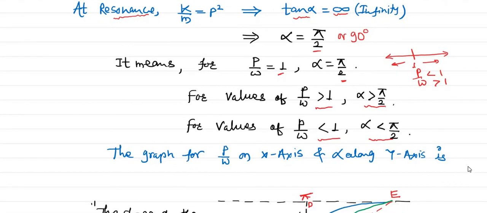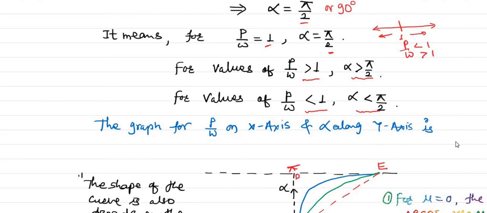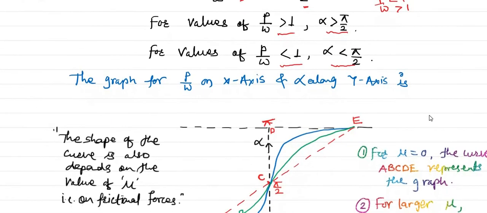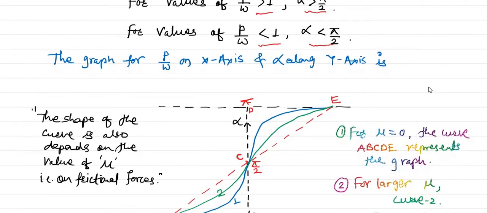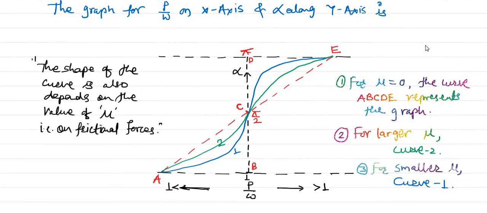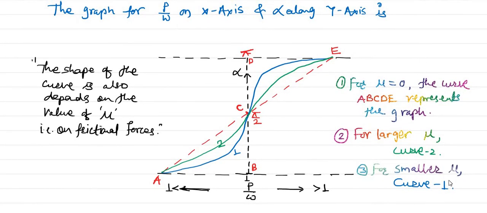Okay, now let us draw the graph between p by omega on x axis and alpha along y axis. So in the last article we have drawn p by omega on x axis and response r on y axis, but here let us draw on y axis alpha, that is the phase of resonance. So this will be the graph and its explanation we will explain in short. So yes, what we have to take? We have to take p by omega on x axis and alpha along y axis.